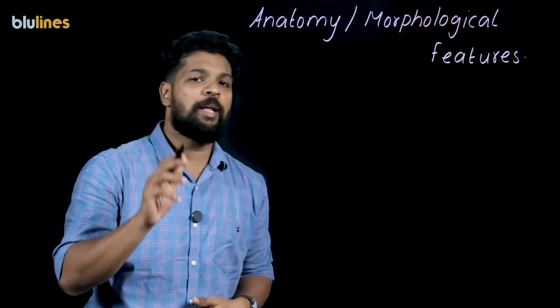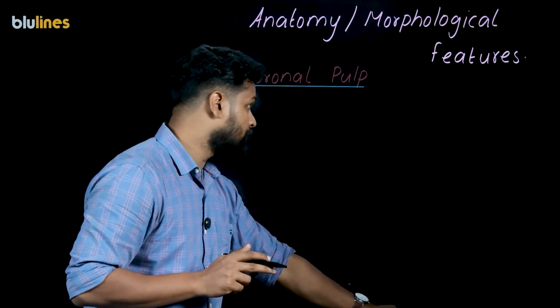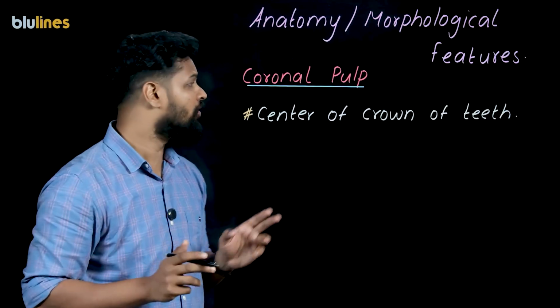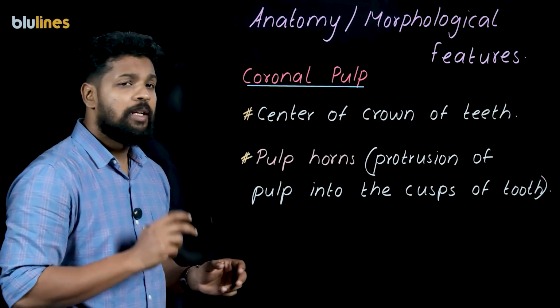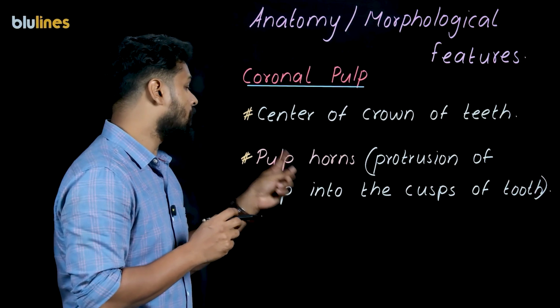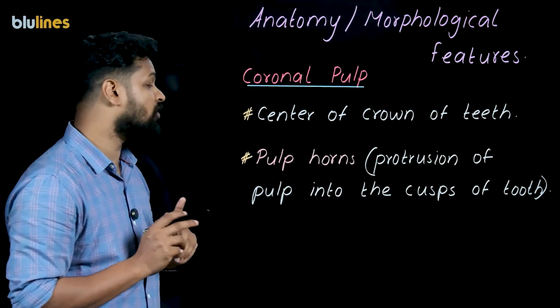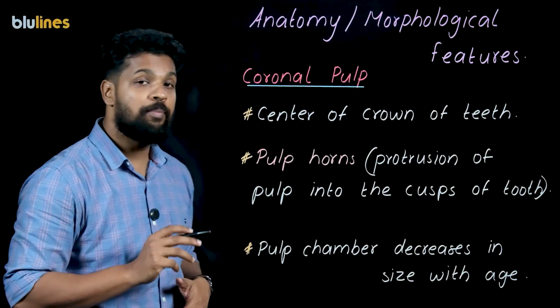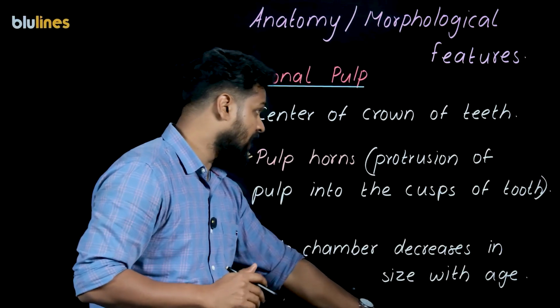Now coming to the anatomical or morphological features of pulp. Coming to coronal pulp, it occupies the center of the crown of the tooth. The pulp horns, which are nothing but the protrusion of pulp into the cusp of the tooth, are present, and the pulp chamber will decrease in size with age.